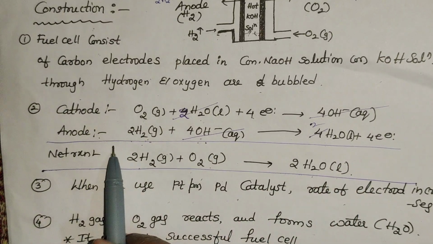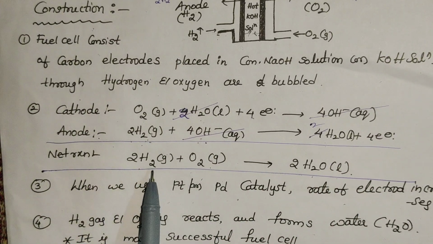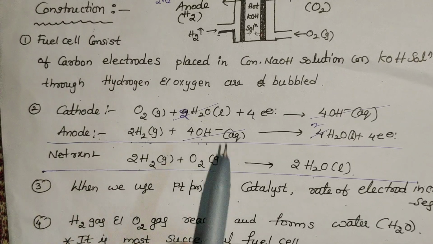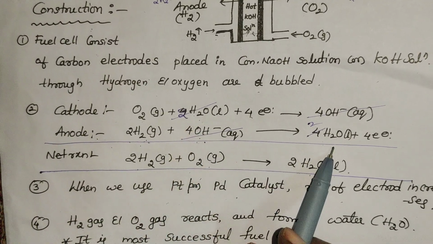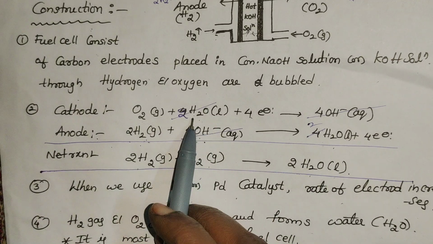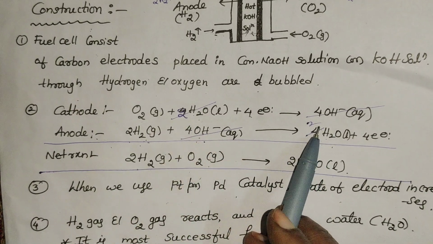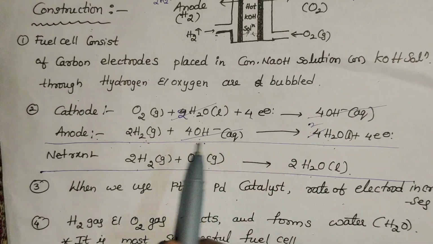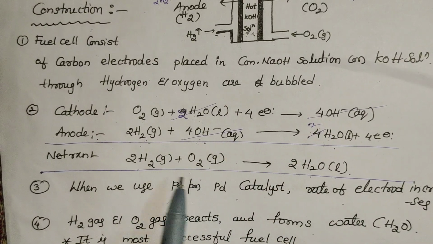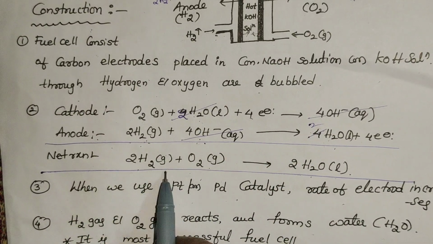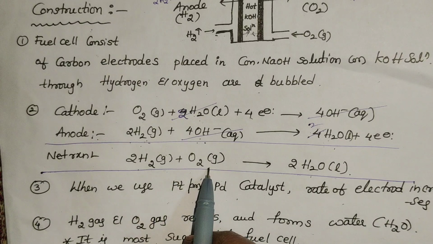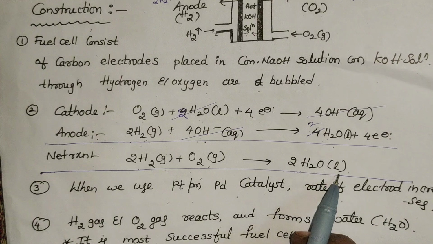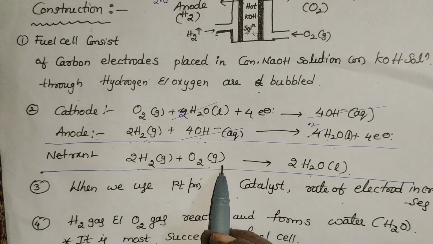For this purpose we have to write the net reaction. One more point: the species that are the same on the reactant side and the product side, we have to cancel. Here 2 moles of water cancel out of the 4, and 4OH minus cancels with 4OH minus. Then we write what remains, that is the net reaction: 2 moles of hydrogen gas and 1 mole of oxygen gas react with each other and form 2 moles of water. This is in liquid form, and the reactants are gases.